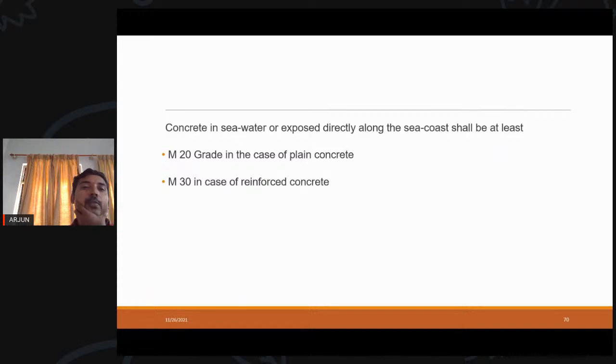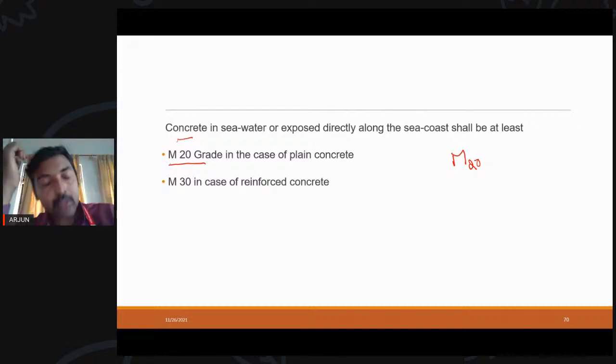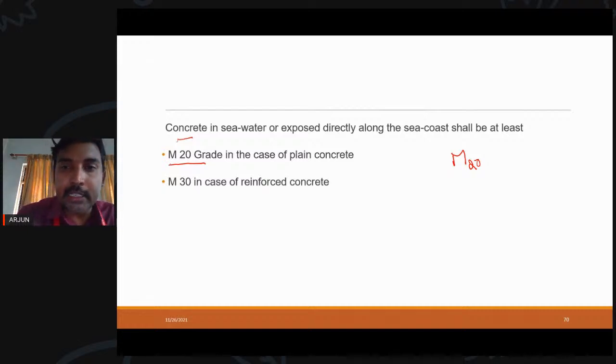And this may be asked as a 1 mark question. Concrete in sea water or exposed directly along the sea coast shall be at least M... If it is plain concrete, the minimum grade of concrete for a structure in contact with sea water or exposed directly to the sea coast is M20 for plain cement concrete and M30 for RCC.